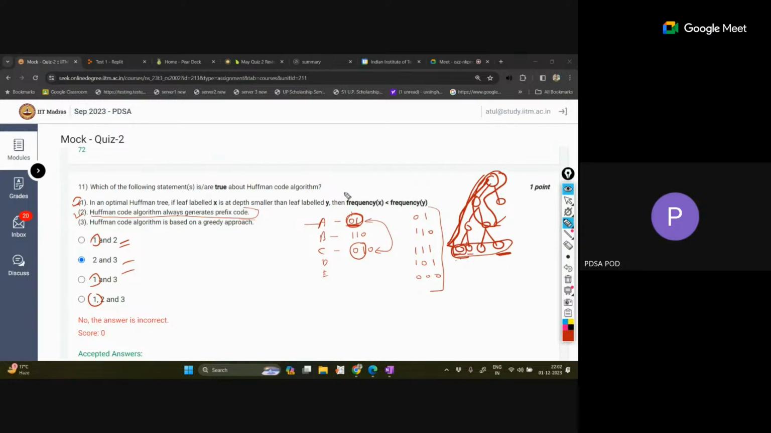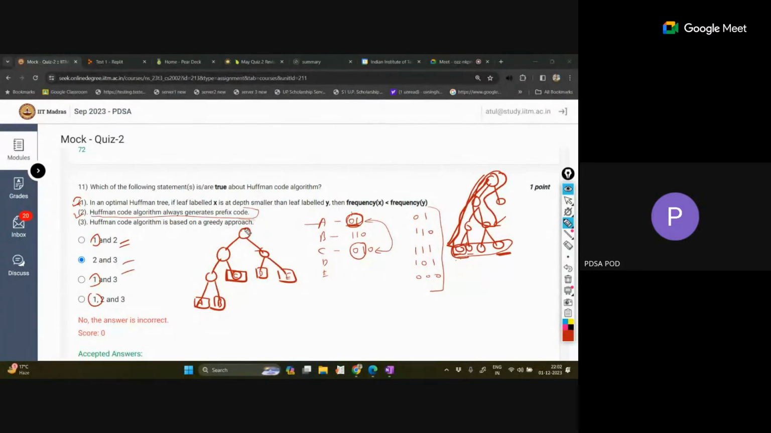Okay, let me give another example like this. Suppose I'm just taking some frequencies. Suppose this is the character A, B, C, D, and E. These characters always come at the leaf position.